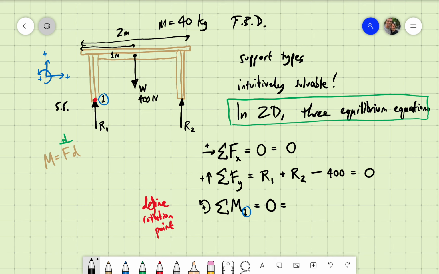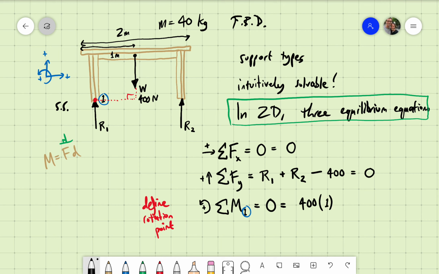We'll leave it out. But as I keep going along, the weight force, which is 400 newtons, is multiplied by the distance. And I'm talking about this distance here, because this distance is perpendicular to that weight force. And that is a distance of 1 meter. So that weight of 400 times that length of 1 meter is the first moment that I need to consider.